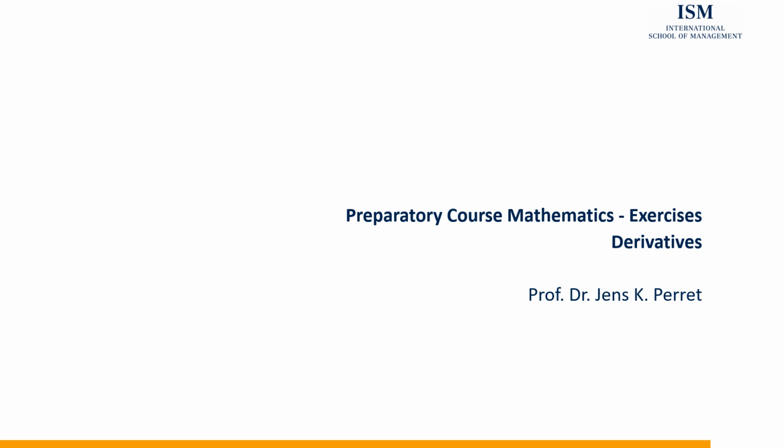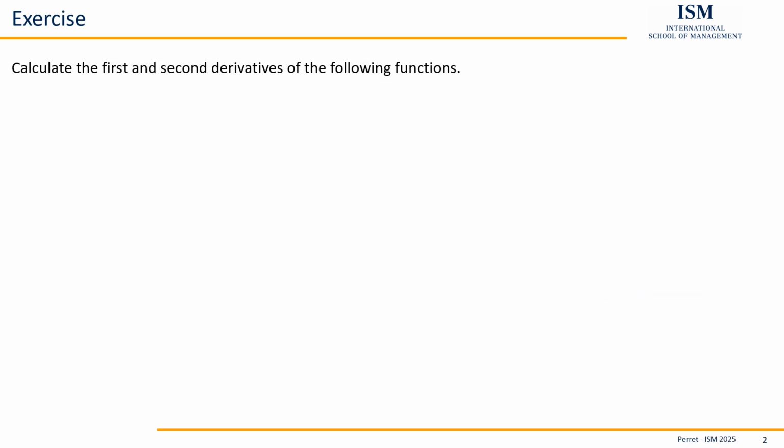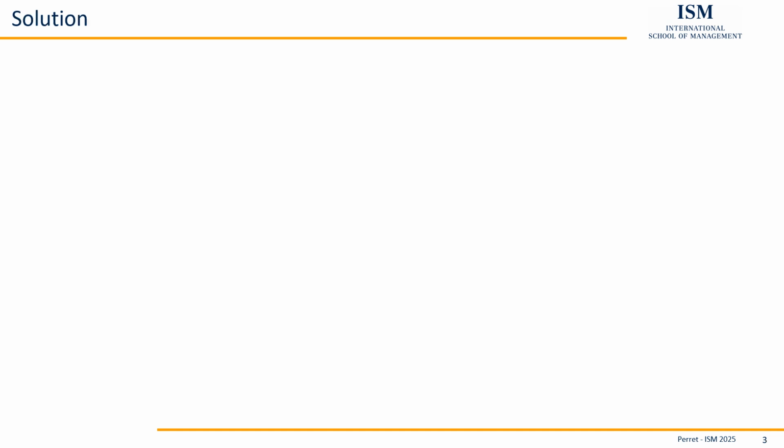Welcome to this exercise on calculating derivatives for functions with one variable. Here we have two functions for which we should calculate the first and second derivatives. So let's start with the first one, x to the power of 3 plus ln of x squared.